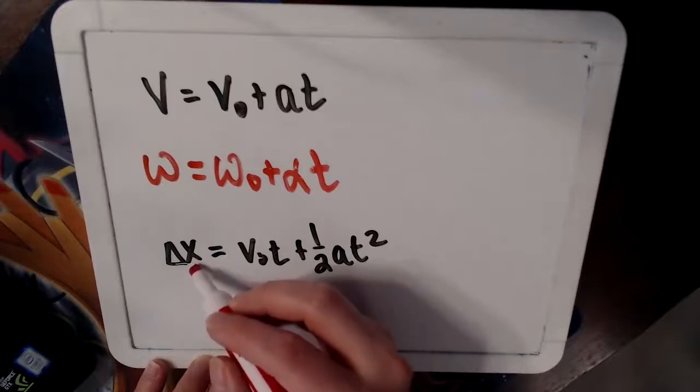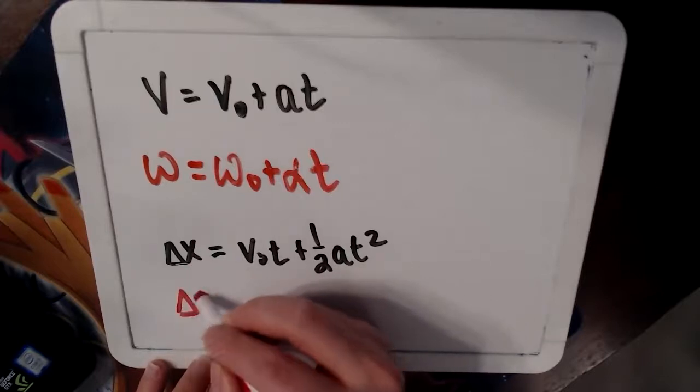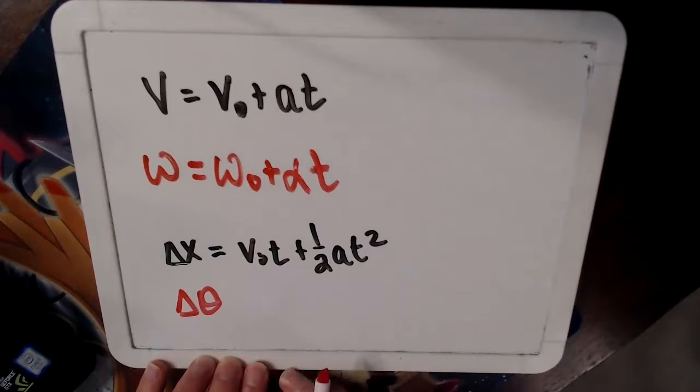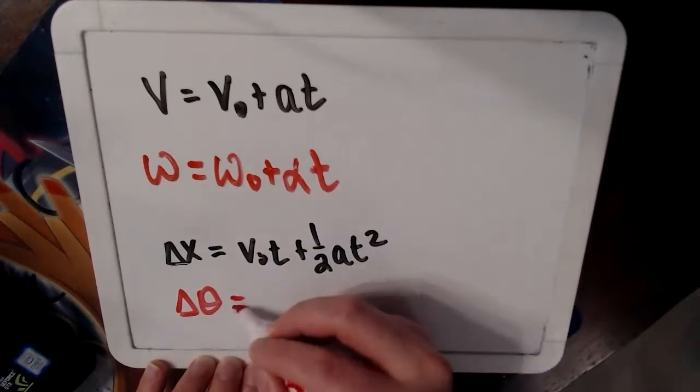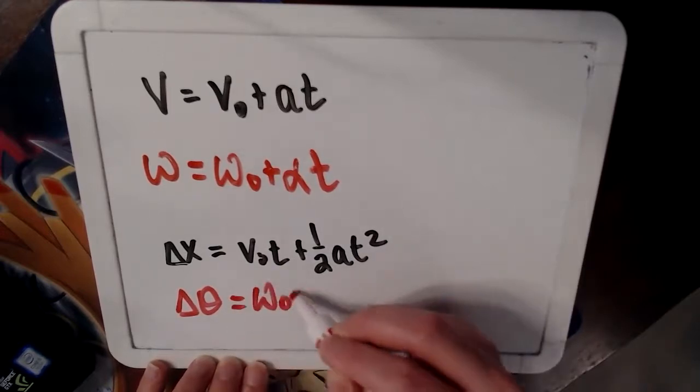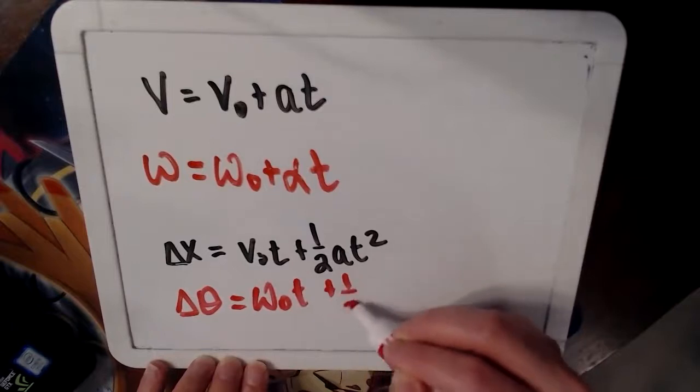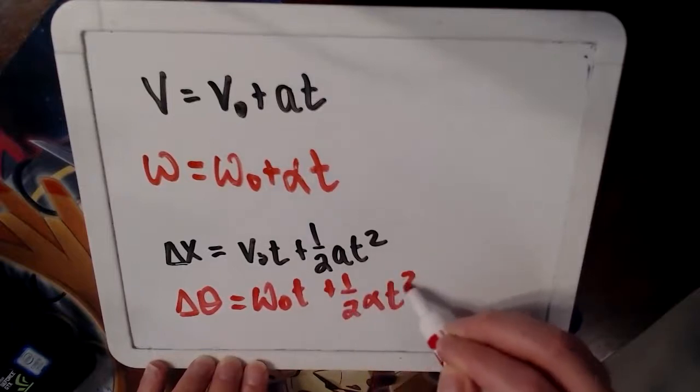So what's this turn into? Well, instead of being x, it's going to be theta, the angular displacement. How many radians did it go through? Omega naught t plus 1/2 alpha t squared.